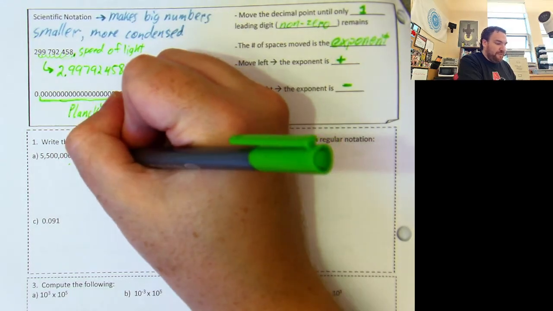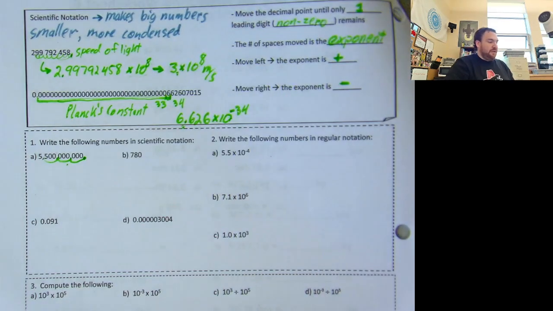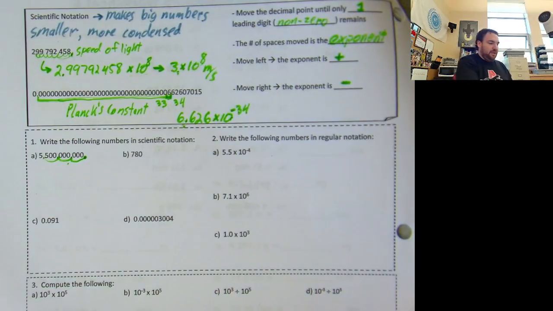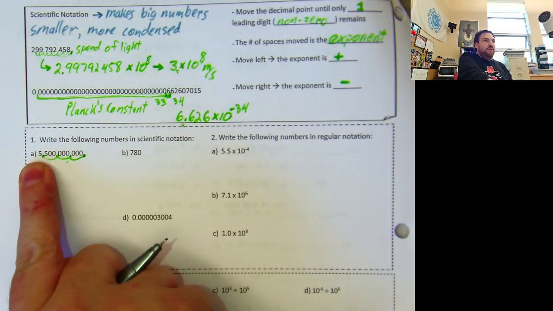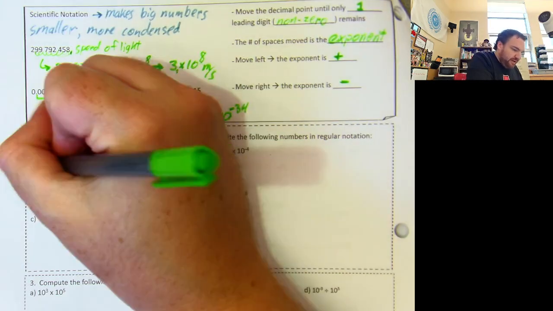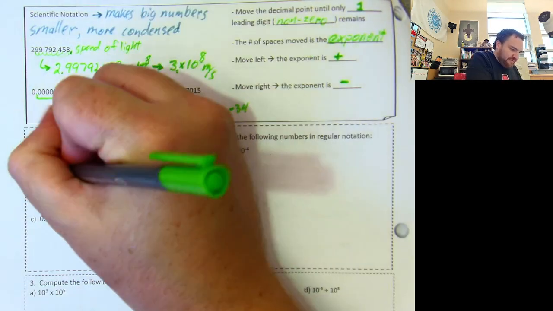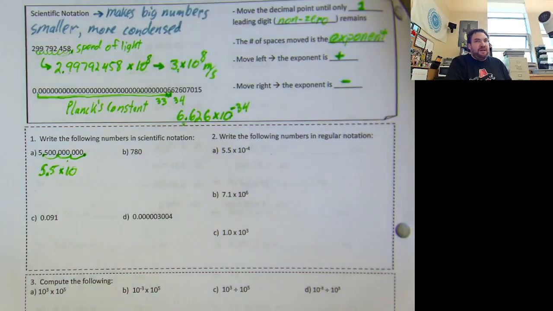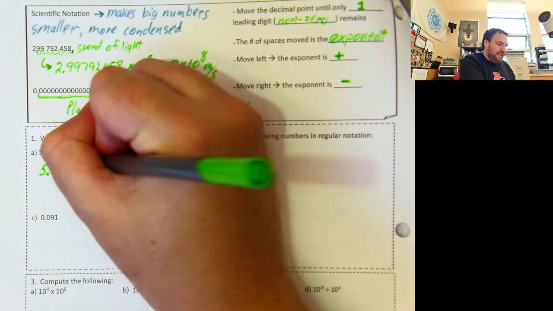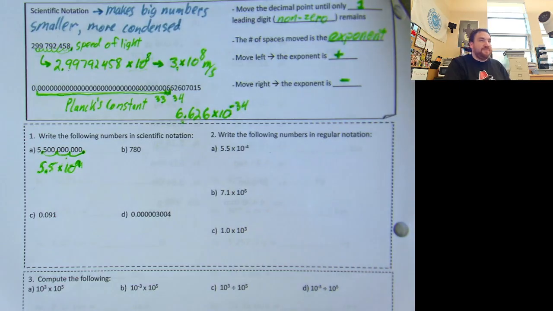And so we're going to move it over. 3, 6, 9. You have to have one digit in front. There's going to be one non-zero leading digit. So it's going to be 5.5 times 10 to the however many times we jumped. We jumped 9 times. We jumped to the left, so that number is going to be positive: 5.5 times 10 to the 9. The only difference with the small ones is that the exponent's going to be negative, so I'm not going to do those. I'll let you do those in a second.